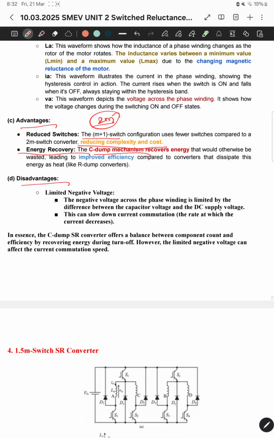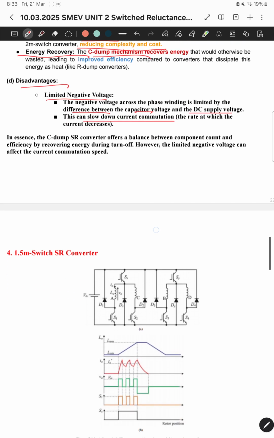Coming to the disadvantage, the negative voltage is limited because of the difference between the capacitor voltage and the DC supply voltage. This can slow down the current commutation. With this limited negative voltage, the current commutation can be reduced. Still, compared to the previous cases, the C-dump converter is much better.